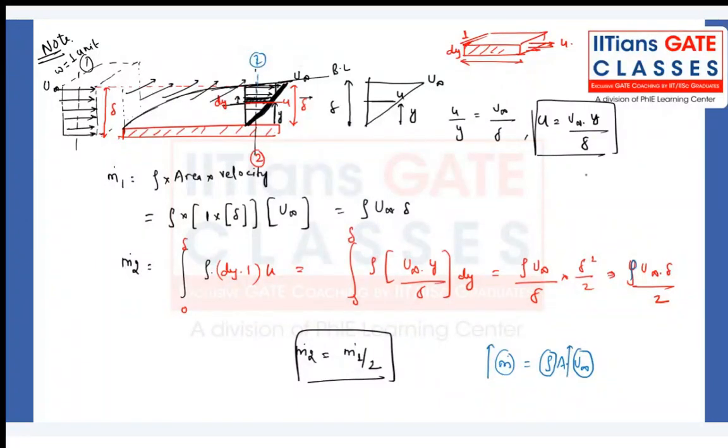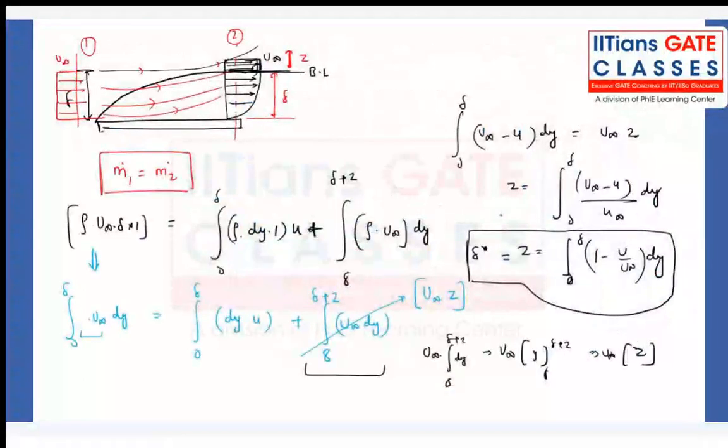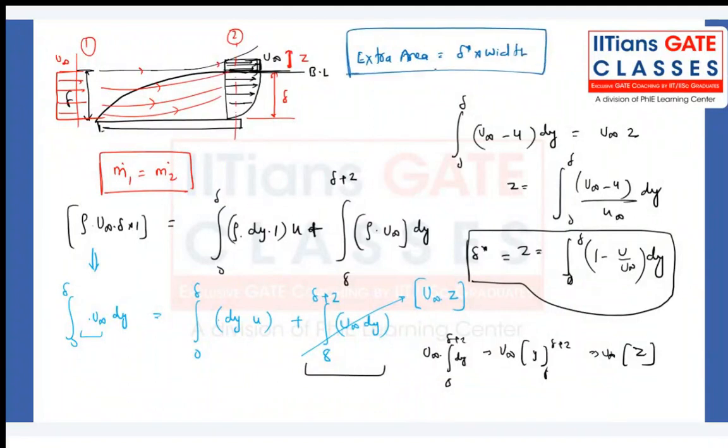And that is why, my dear friend, we are providing extra area, in terms of delta star into width. That is the extra area we are providing to compensate for the reduction in mass flow rate, or basically to satisfy mass conservation. We have to provide some extra thickness. That is called displacement thickness. Make a note of it.